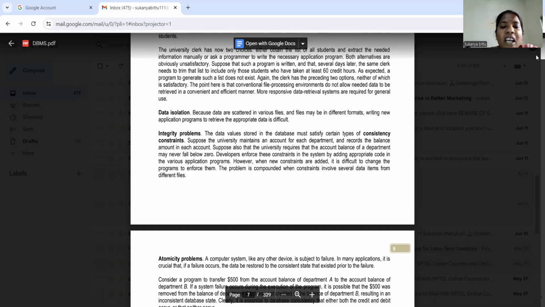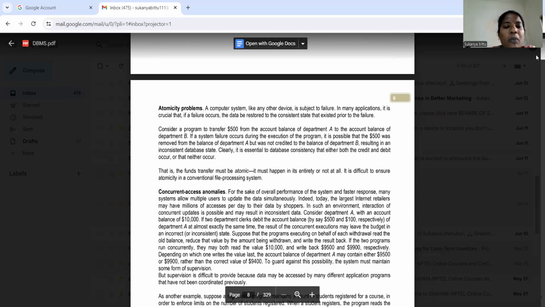Integrity problem. The data values stored in the database must satisfy certain types of consistency constraints. Suppose the university maintains an account for each department and records the balance amount in each account. Suppose also the university requires that the account balance of a department may never fall below zero. To enforce these constraints, the system adds the appropriate code to various application programs.